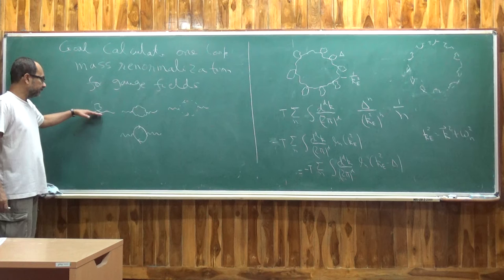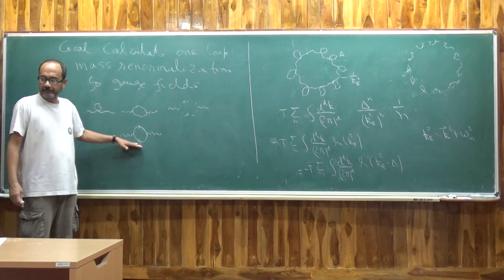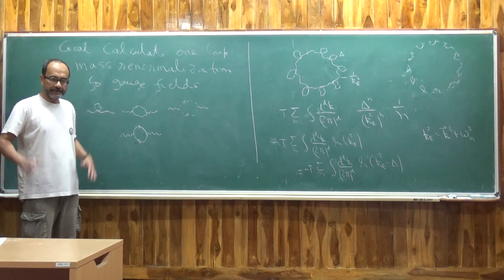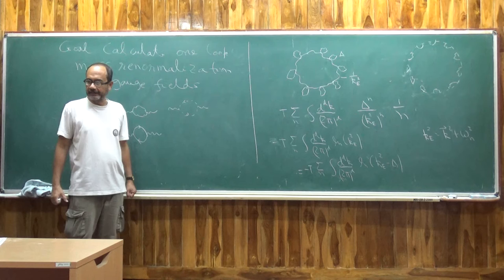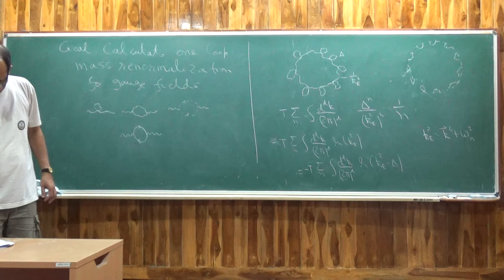So the point is that the sum of these three is gauge invariant by itself, and this is gauge invariant by itself. Right? The fermion loops don't talk to this. So whatever you get here will be a gauge invariant answer, okay? And we will see what it is. Then I'll state the result for this calculation, but I'll not discuss this explicitly. Is this clear?